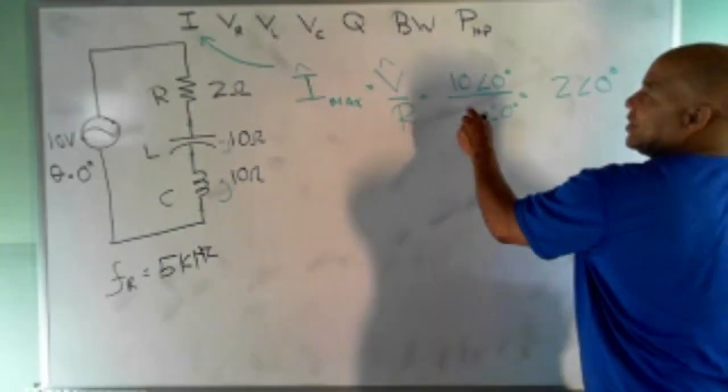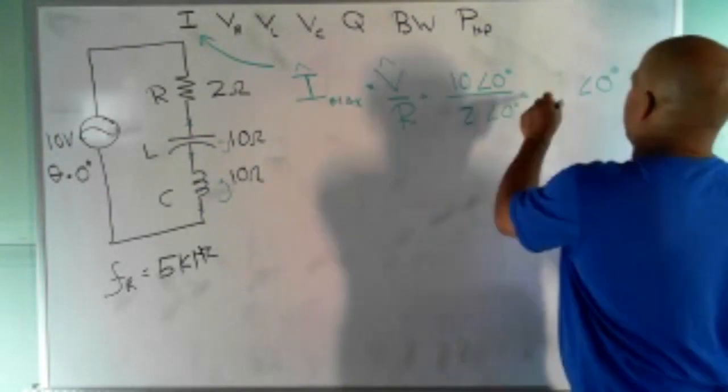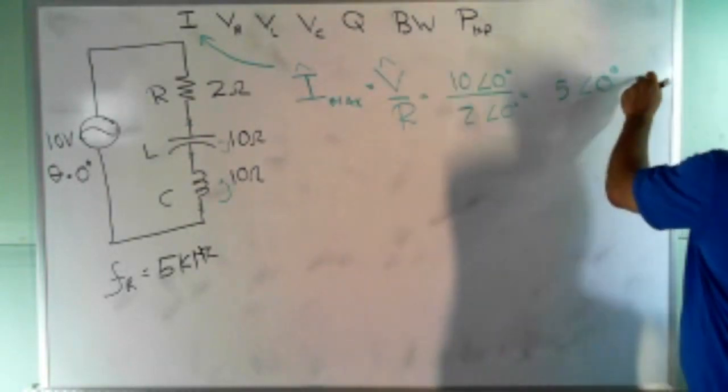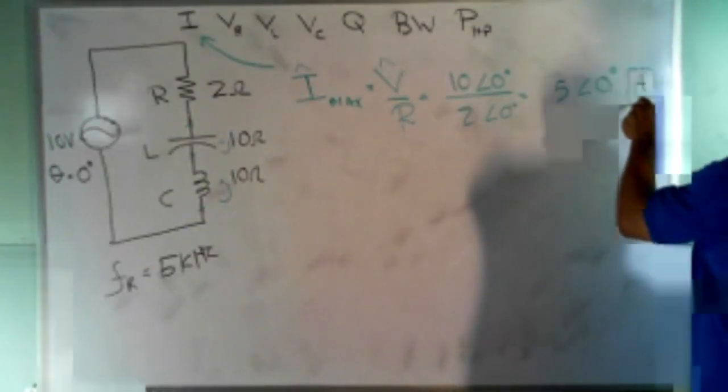That's 2 for R. 10. This is 2 and this is 5. Thank you. All right.